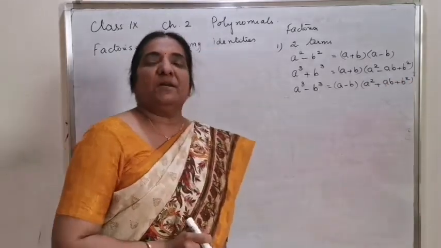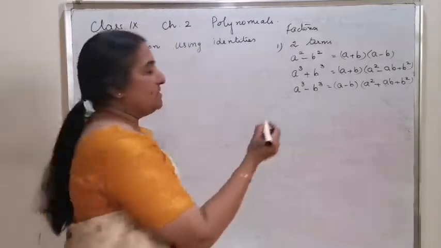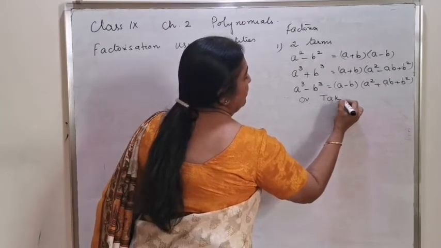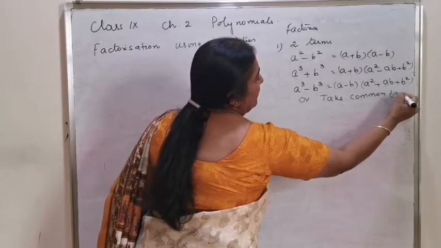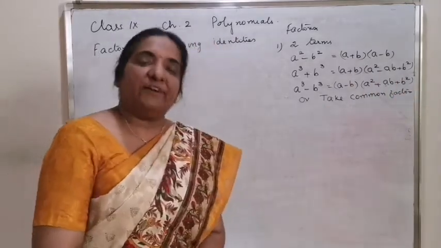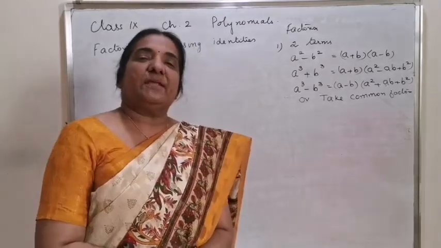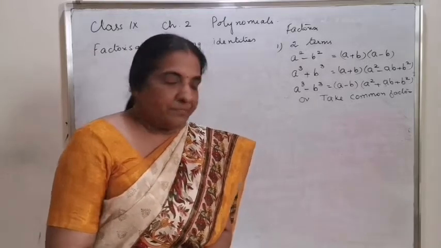In case you are not finding any of these identities, the only choice is to take the common factor and then you will get the factorization. So these are the procedures when you have two terms in the question.